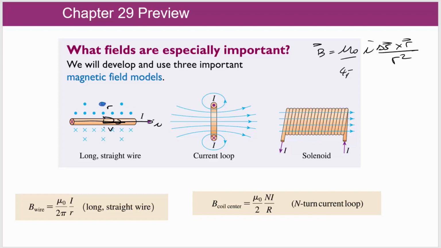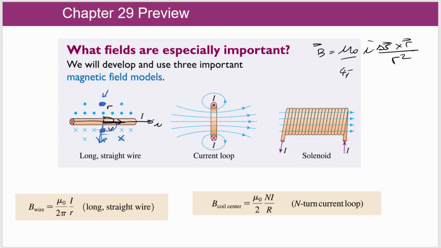If we do this down here and curl v into r, using the right hand rule, our thumb would be pointing into the board on this side. It's kind of hard to draw the vector coming out and the vector going in, so we use these dots and crosses.